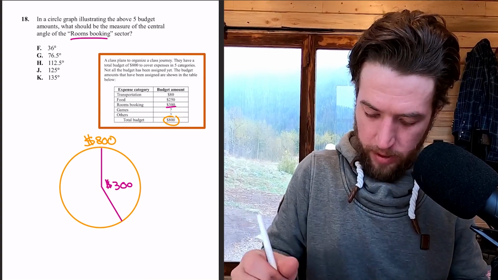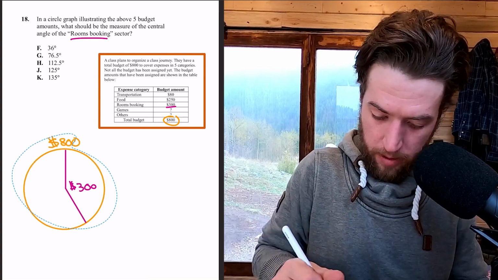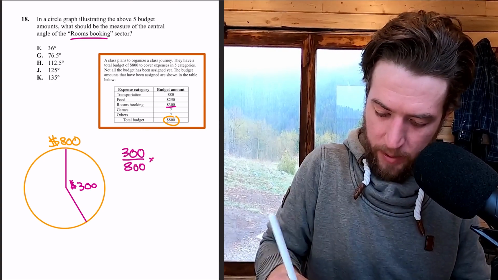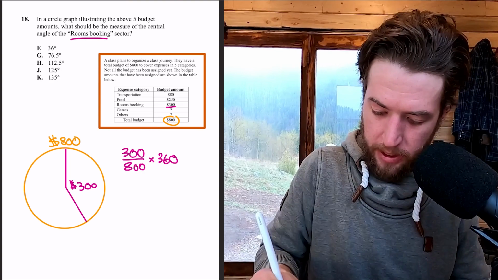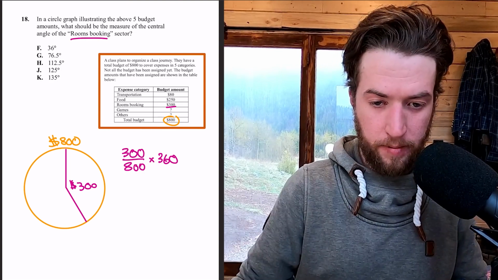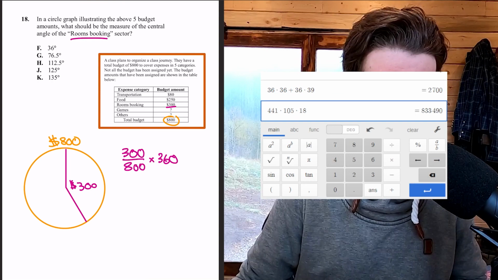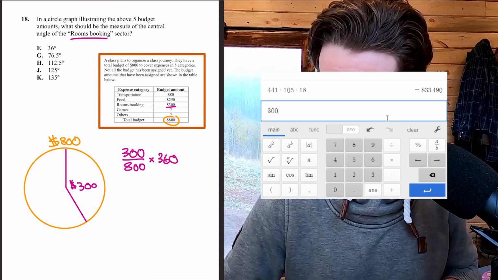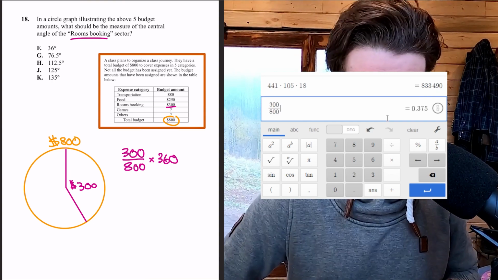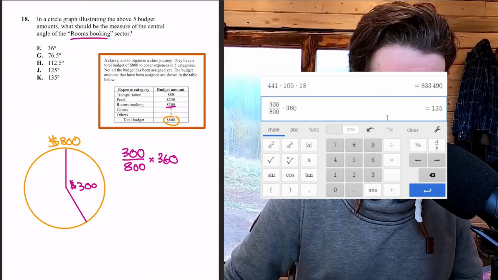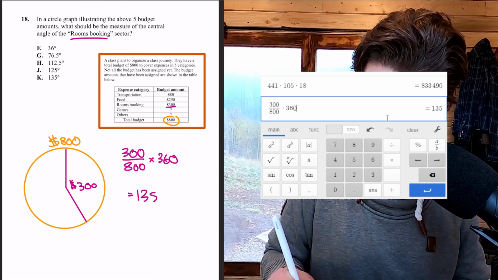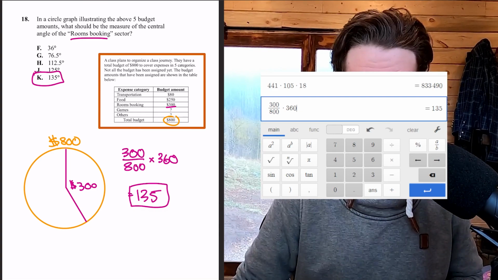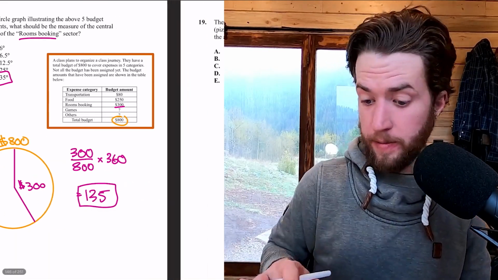And that angle is going to be whatever 300 divided by 800 is as a percent, times the total angle in a circle, which is 360. So let's bust out the calculator for this one. So we have 300 over 800 times 360. 135. 135 degree angle. Makes sense. Letter K. Get rid of this calculator. And on to the next.